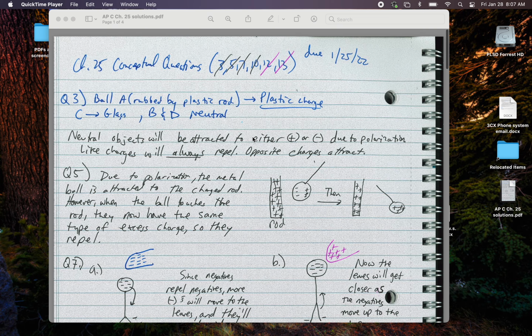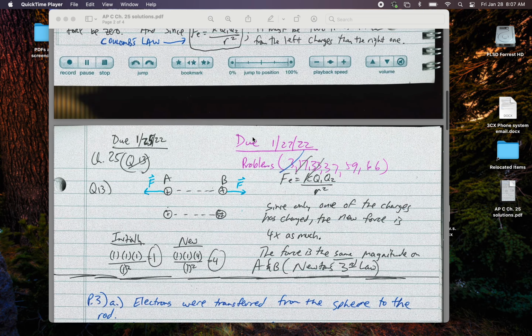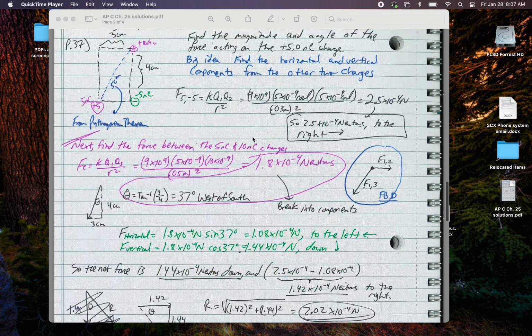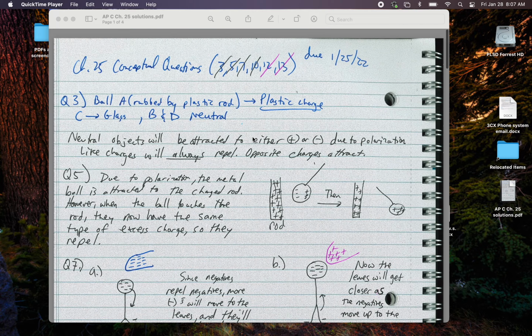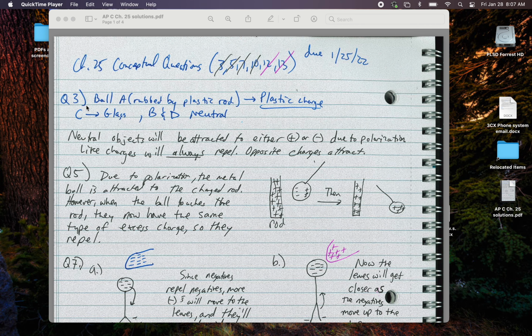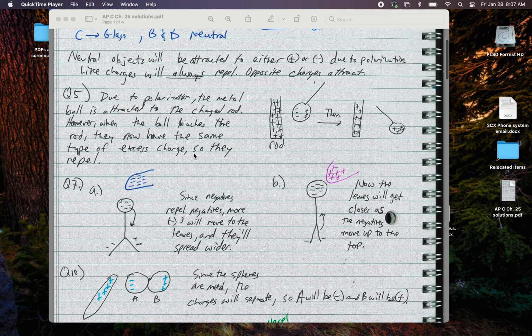Hopefully this is recording. These are the solutions to the Chapter 25 conceptual questions and problems. So our first homework chapter, that is, on electricity. I think we went over most of these in class, the conceptual questions, so I'm going to kind of leave them there.